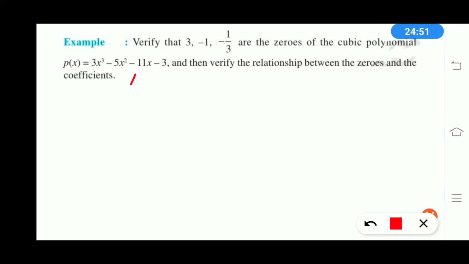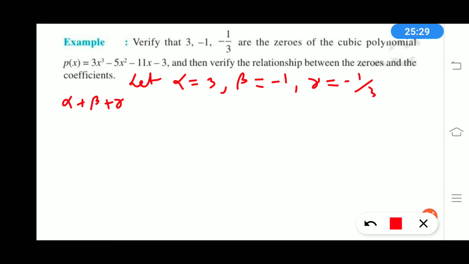So let alpha equal 3, beta equal minus 1 and gamma equal minus 1 by 3. We assume that. Since 3, minus 1 and minus 1 by 3 are the zeros of the polynomial 3x cube minus 5x square minus 11x minus 3, we assume alpha equals 3, beta equals minus 1 and gamma equals minus 1 by 3. Now the sum of the zeros, that means alpha plus beta plus gamma.